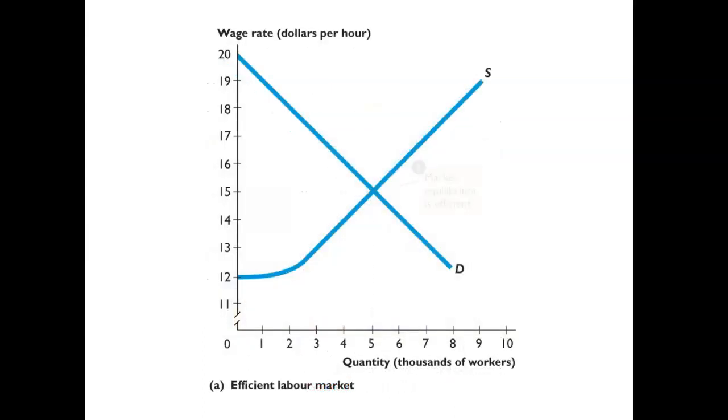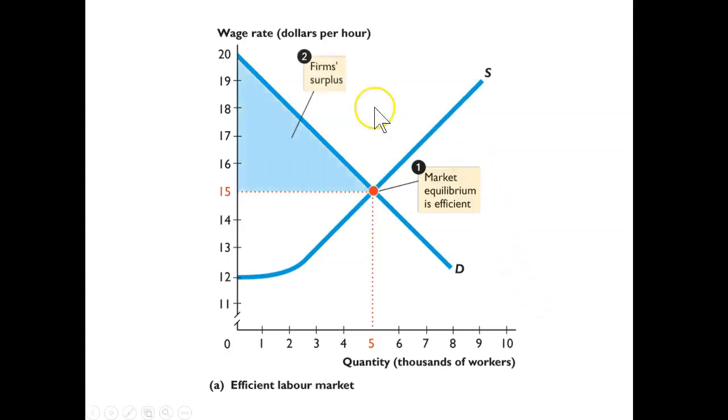How do we think about this in welfare terms? Well, let's start off with our equilibrium point, where the quantity demanded equals the quantity supplied at a wage rate of $15. The firm's surplus, that is the employer surplus, the demander's surplus, is again the area under the demand curve up to the equilibrium quantity and above the equilibrium wage rate. The worker's surplus is the area under the equilibrium wage rate up to the equilibrium quantity and above the supply for labour curve. So this is the worker's surplus.